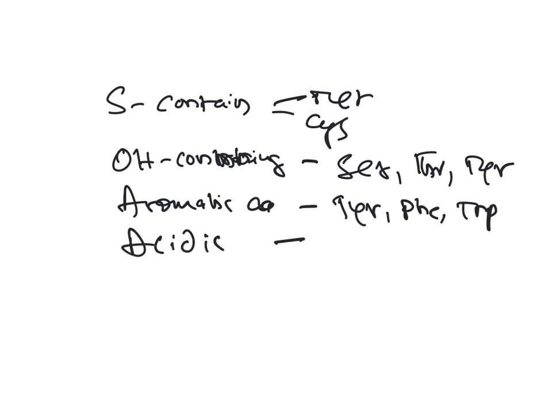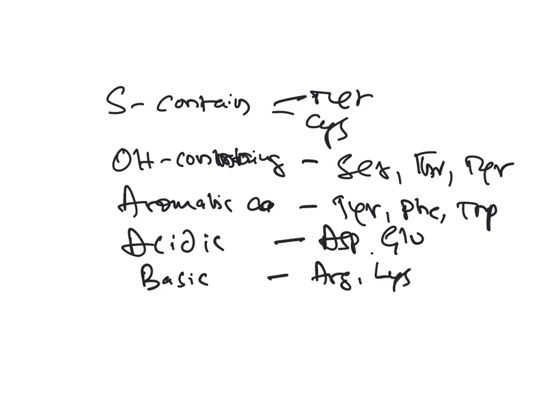So, acidic amino acids. We have aspartate and glutamate. These are the two acidic amino acids. Basic amino acids can be classified into strongly basic, that is arginine and lysine, and the weakly basic amino acid is histidine. Okay, so these are some of the other categorizations of amino acids.